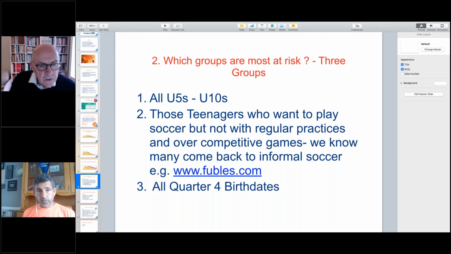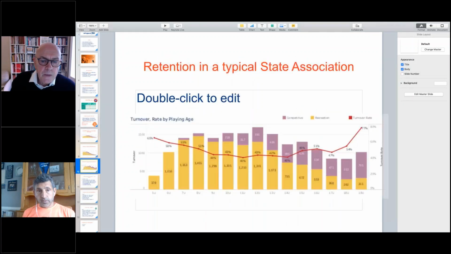I just want to go back to this particular aspect here, in that the turnover rates, once they get to under 9, under 10, are quite steady. So the evidence is that there is a group of players here that like competitive soccer and stick with it. But our idea that, oh, well, it all drops off at 13, 14 isn't borne out by these stats. And these stats are repeated in a number of states.